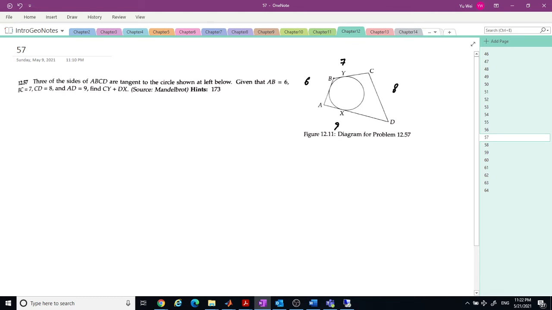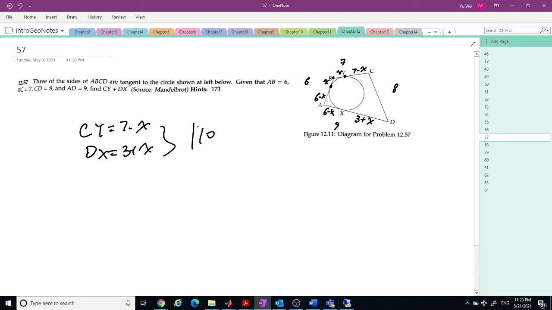Okay, let's parameterize it. From B, because they both are tangent here, right? So we know it's x and x. Then we can parameterize the A touch point as 6 minus x, right? This one is 7 minus x, and this one, AX, is also 6 minus x, right? And DX plus 6 minus x will be 9, so this one is 3 plus x. Okay, now after we parameterize, we know CY is equal to 7 minus x, and DX is 3 plus x, then they add together to 10.